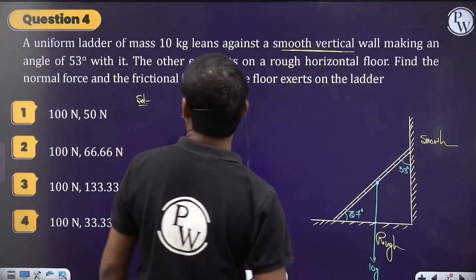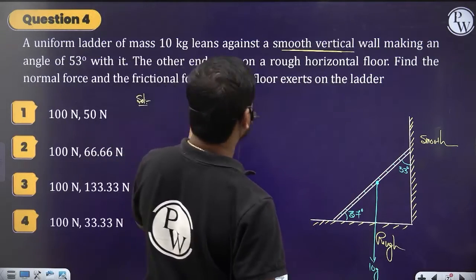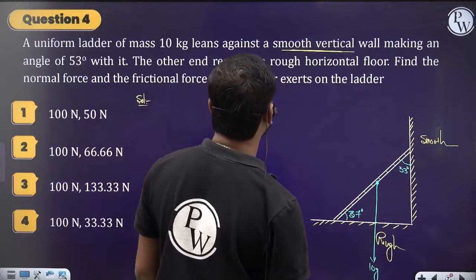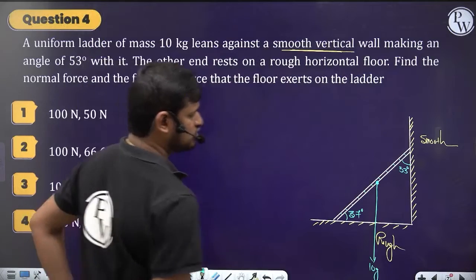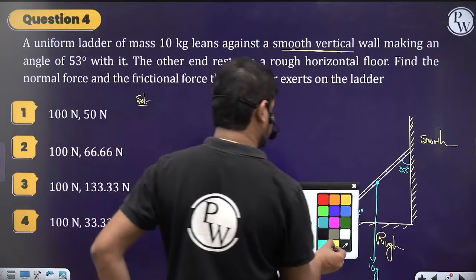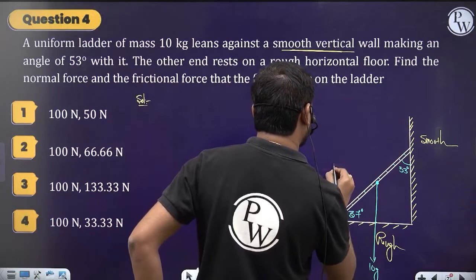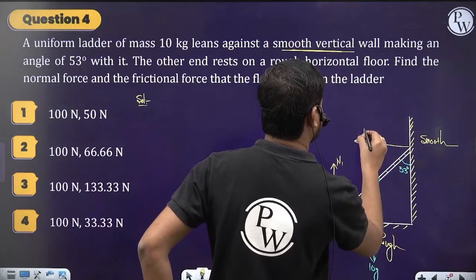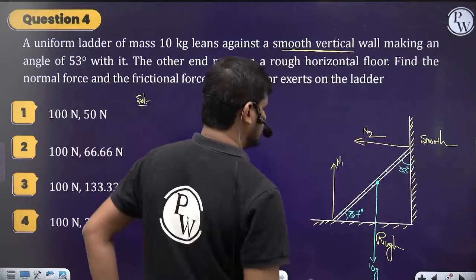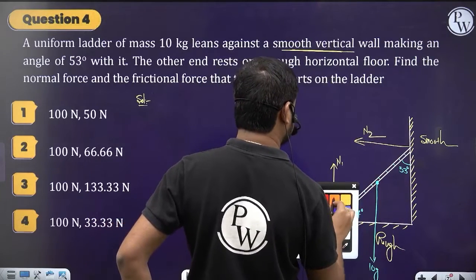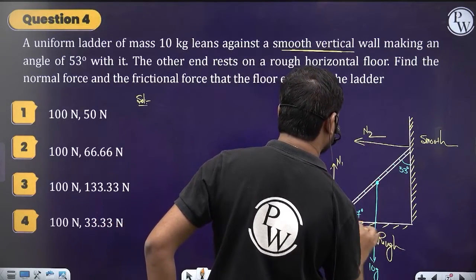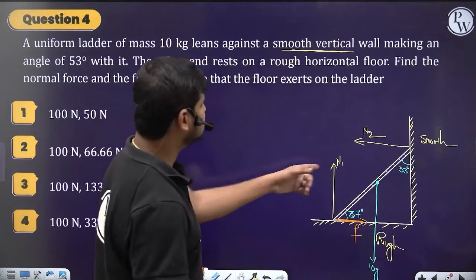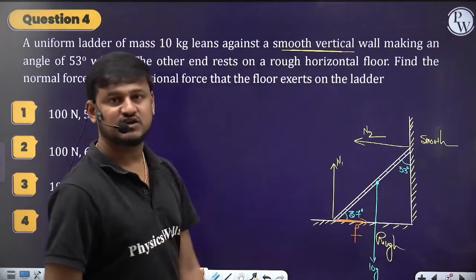Next, what else is given? Find the normal force and the frictional force that the floor exerts on the ladder. What is the normal force? Let's suppose this one is normal N1, and this one is normal N2. The friction force will act this side. So we have to find N1 and the friction force F.